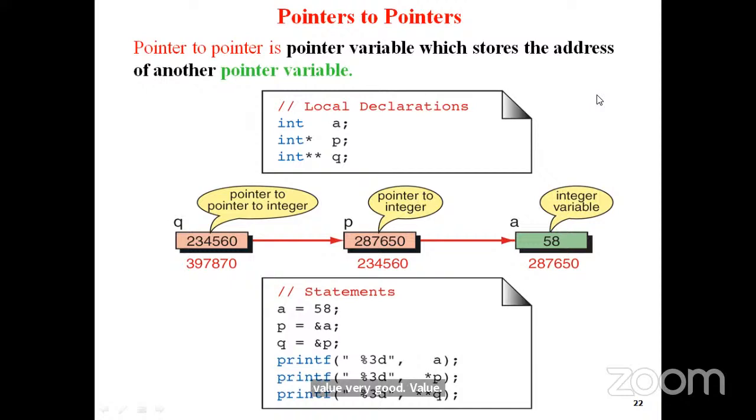So what is the P value here? The P value here is 287650. So star Q gives the value of P, and star star Q gets the value of A. Otherwise, single star Q will be only the P value, which is pointing to 287650. So this is something about double pointers.